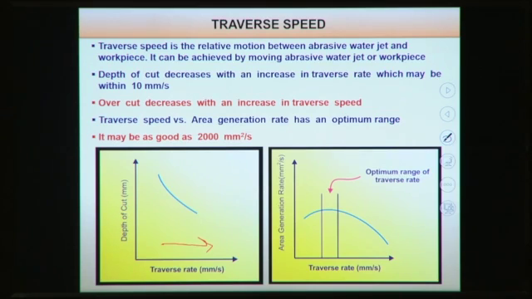And traverse speed versus area generation rate has an optimum value. This area generation, which I will discuss, means the kerf area generation. Kerf area generation can be calculated by multiplying the traverse rate by the depth of cut. So now we can see that there is an optimum kerf area generation at a certain traverse rate. After it achieves the optimum value, the kerf area generated then reduces.